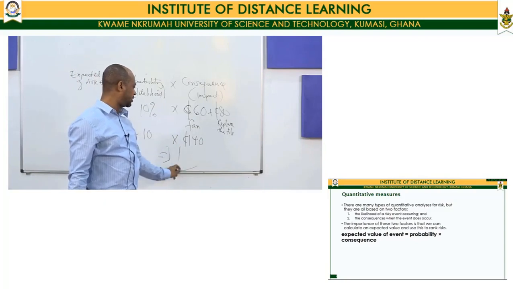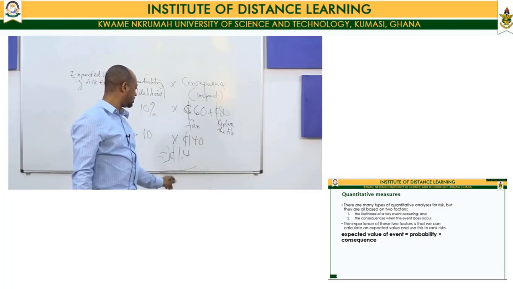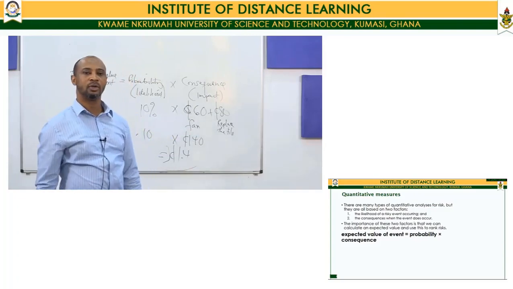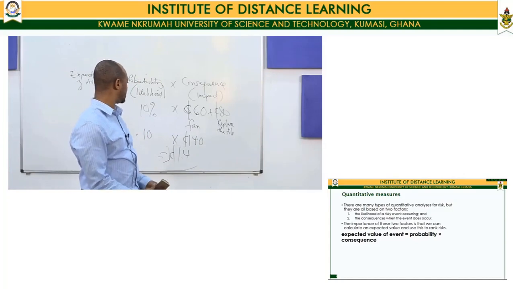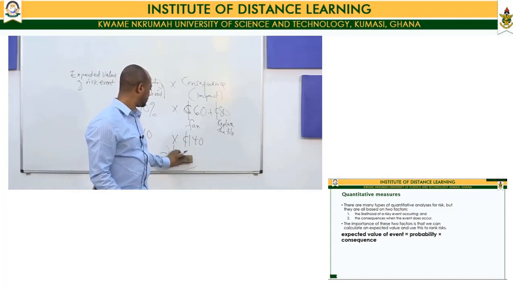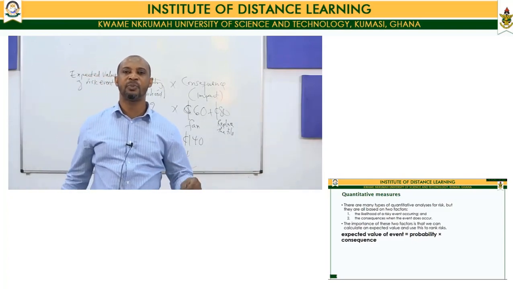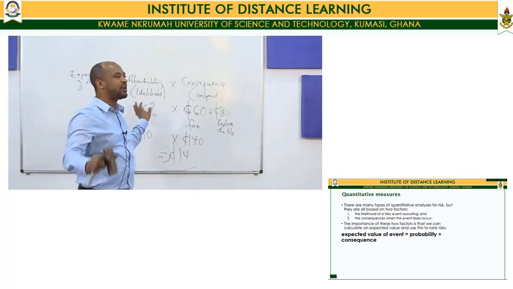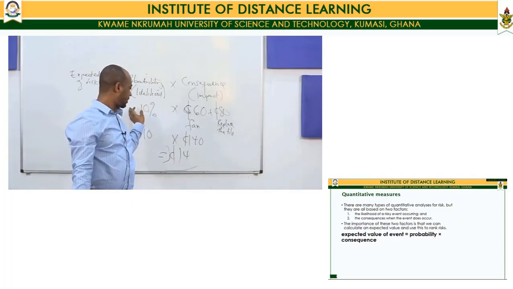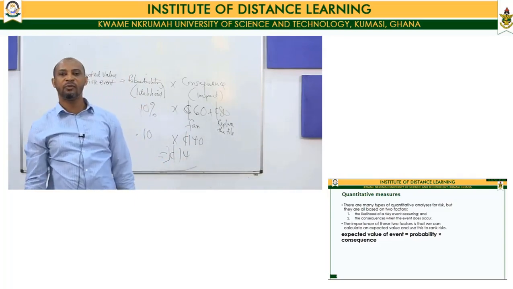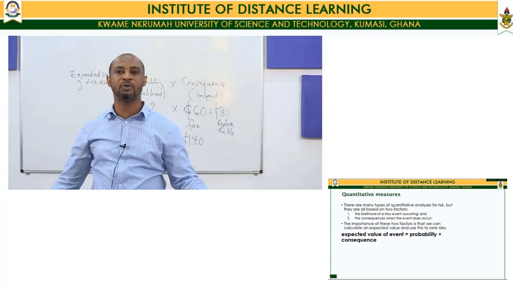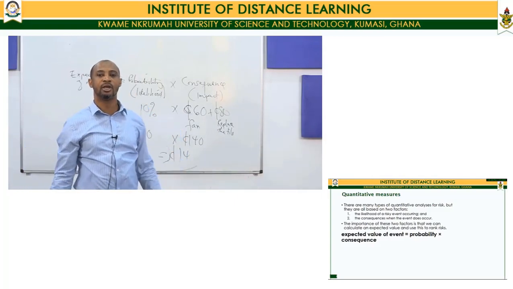0.1 of 140 is what? Maybe 1 cedi, 40 pesewas. No, 10% is 14 cedis. So that means that the expected value of the fan falling is 14 cedis. So if we have to buy insurance, some companies will look at this amount and charge you premium.